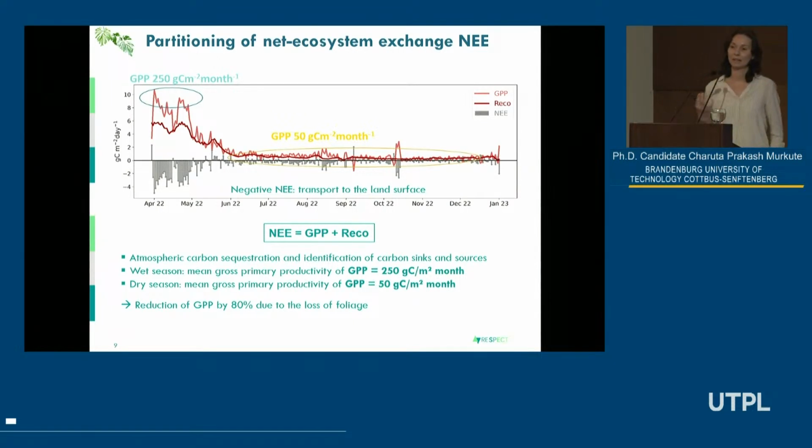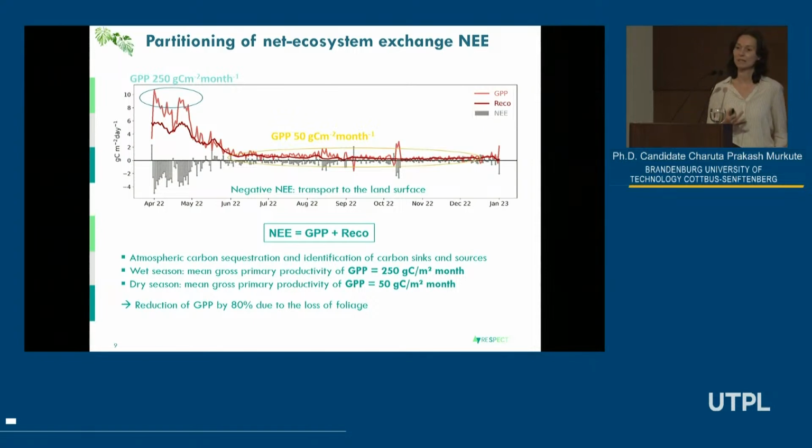We know this is due to the foliage and photosynthesis, and what we are interested in is the amount of carbon sink, the amount of GPP, and we can quantify during the wet season a mean gross primary productivity, GPP, of 250 gram carbon per square meter and month, and in comparison to the respiration we have a higher value of GPP than respiration, and that means during the rainy season we have a carbon sink.